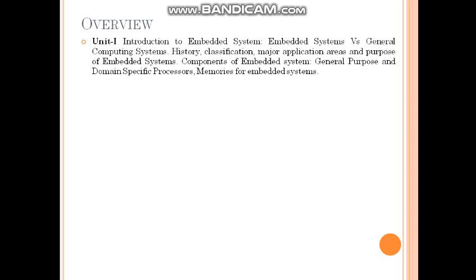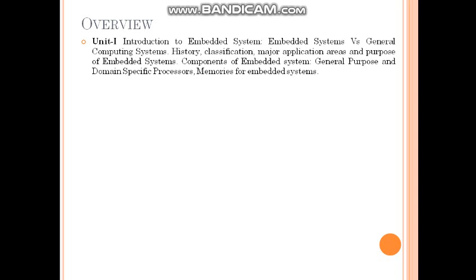Here in unit number 1, we try to learn what is embedded system. Actually, what is in the embedded system? We also try to differentiate this embedded system from our general computing system. What is the difference between general computing system and embedded system? Then the history of the embedded system, how it was formed. Then we try to discuss the classification of the embedded system. We also discuss the major application areas and the purpose of the embedded system, that is, where the embedded system is used.